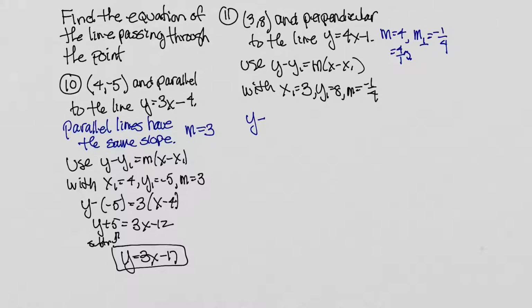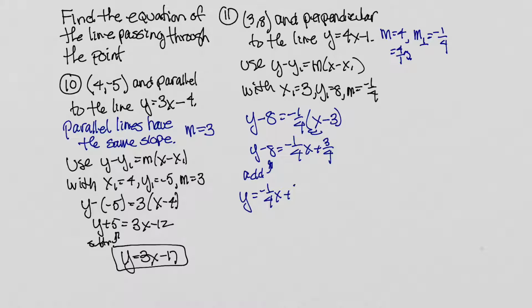Y minus y1, but y1 is 8, equals m, which is negative 1/4, times x minus x1, which is 3. Let's multiply through. We'll get y minus 8 equals negative 1/4 x, and then when you multiply through, negative negative is positive, 1 times 3 is 3 over 4. So positive 3/4. And now let's add that 8. So we will get y equals negative 1/4 x plus 3/4 and then plus 8.